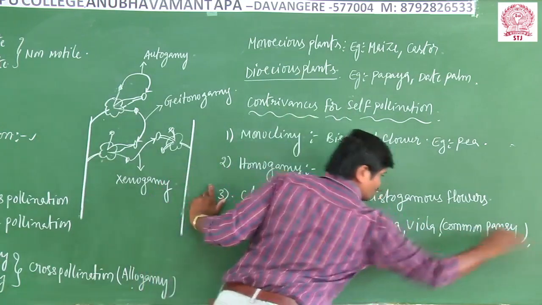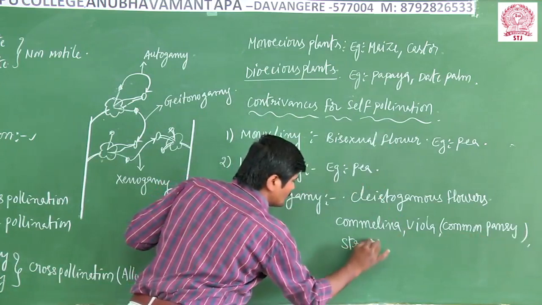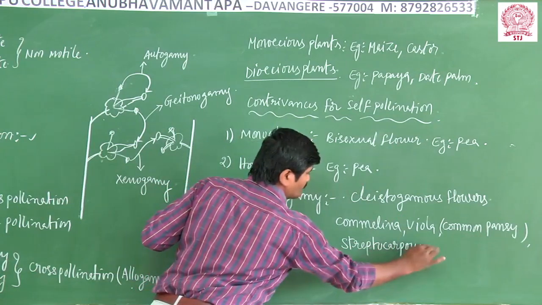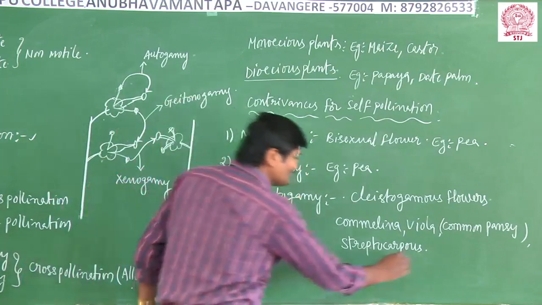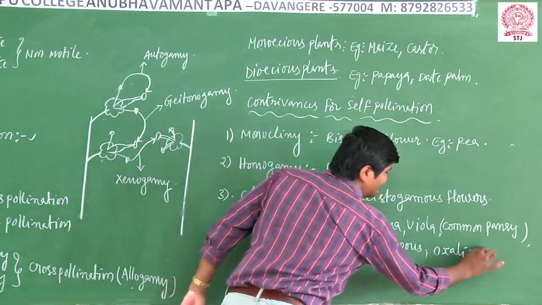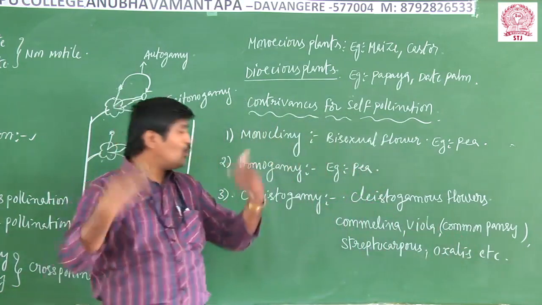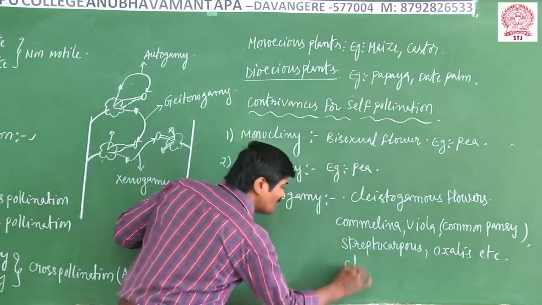Next one, Streptocarpus, oxalis, etc. These plants contain both the cleistogamous flowers and the chasmogamous flowers.